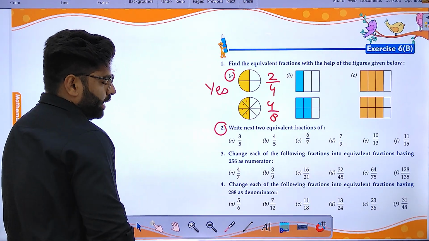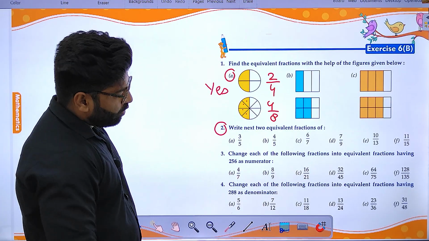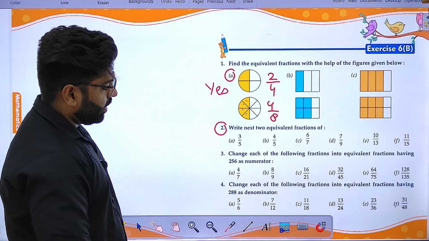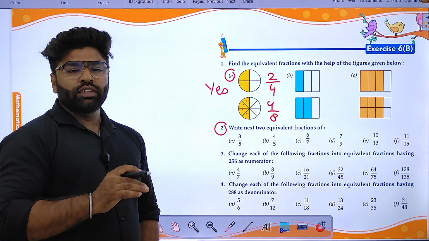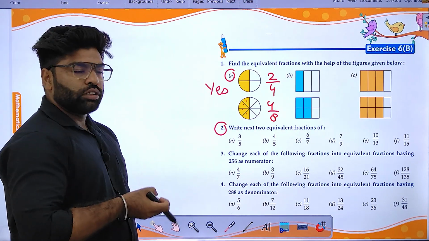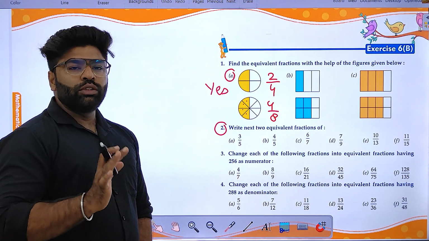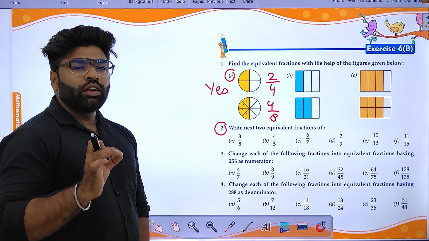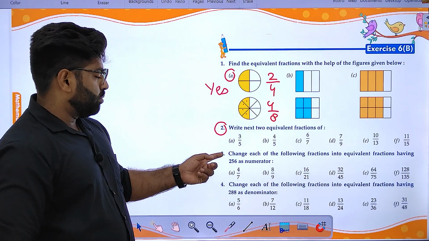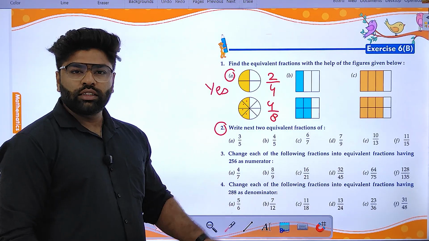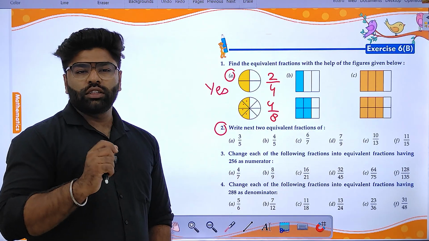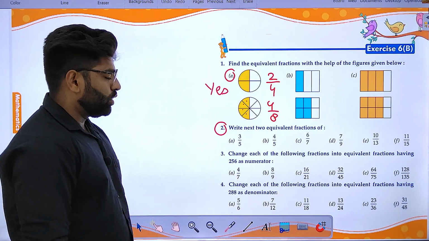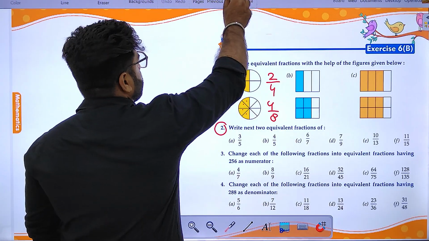Okay, next is question number 4. Change each of the following fractions into equivalent fractions having 280 as denominator. In the same way we have done question number 3. This is just like question number 3. You have to do it the same way. We have done changes in the numerator, now you have to change in the denominator. Okay, now come to the next question.